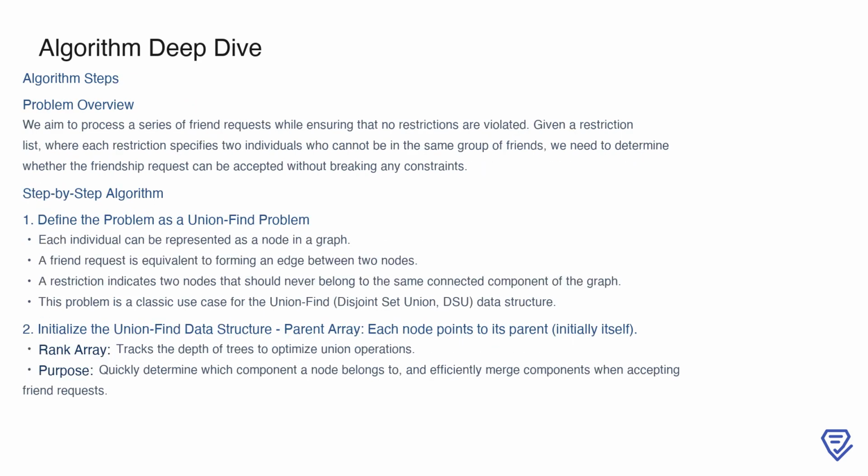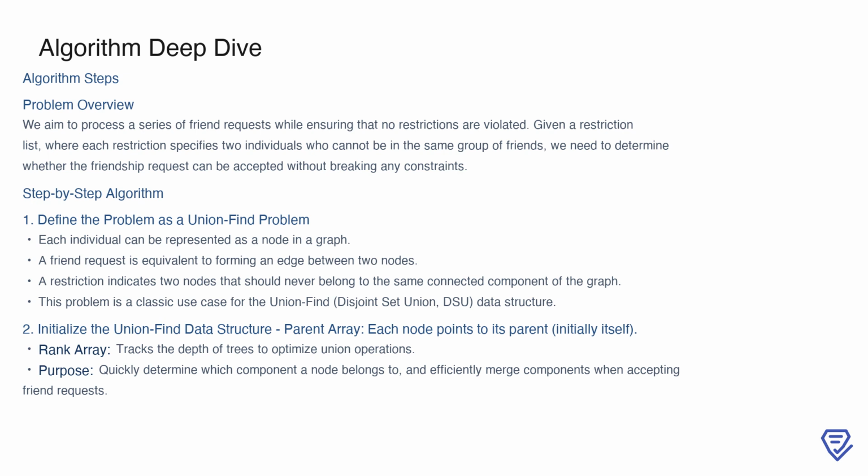To solve this problem, we're essentially managing groups of friends while ensuring that certain restrictions are not violated. Think of each individual as a node in a graph. When a friend request is made, it's like drawing an edge between two nodes. However, the restriction list defines pairs of nodes that should never end up in the same connected component. This setup makes the union-find, or disjoint set union (DSU), data structure a natural fit for the problem, as it efficiently tracks connected components in a graph.